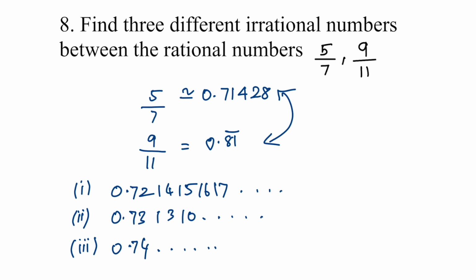Okay, so these are three irrational numbers that lie in between the range 5 by 7 and 9 by 11, and that is the solution to this question. I hope you understood this. We just found the decimal expansions for the numbers 5 by 7 and 9 by 11, and we just made out three numbers in between that range, and that would be our answer.